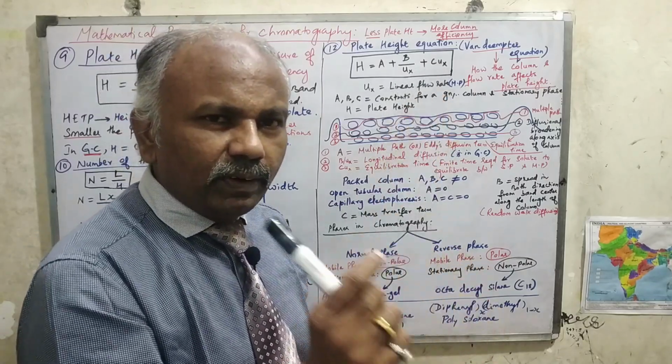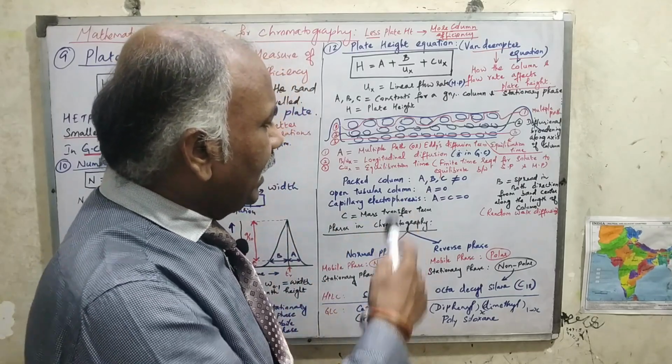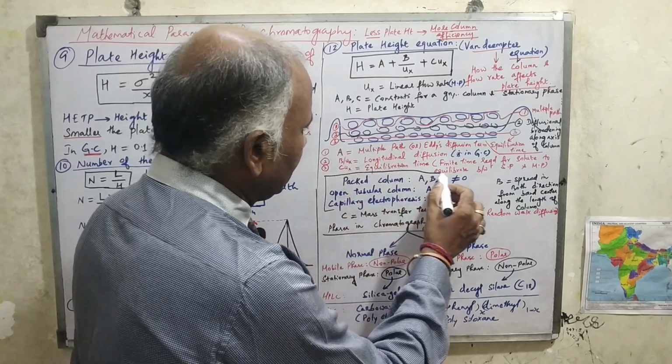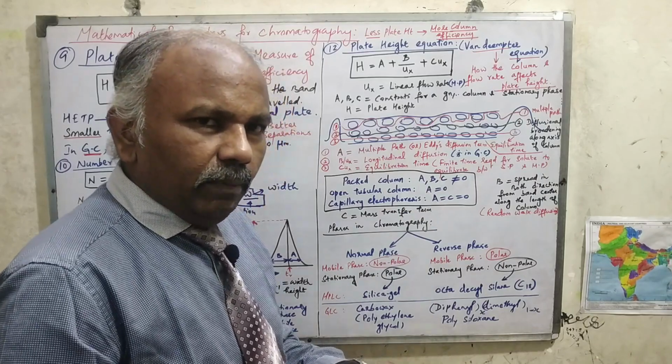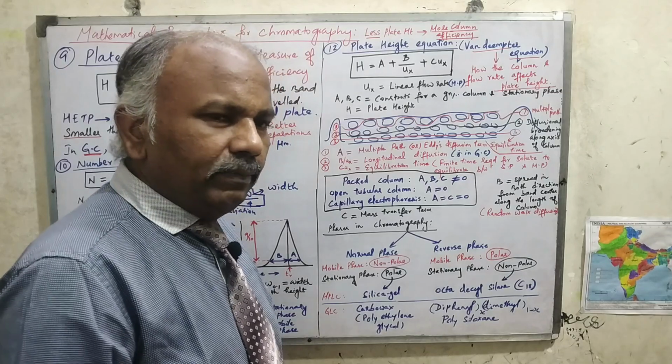The Ux is referring to the linear flow rate of the mobile phase, right? Now where will the impact be taking place? The impact will be very important for this broadening, the diffusion, particularly related to the plate height equation. I am just giving 3 examples here.